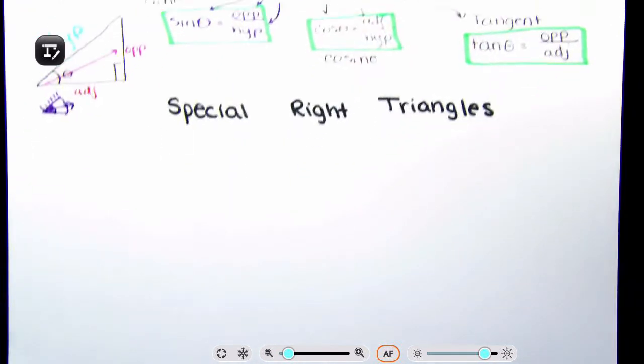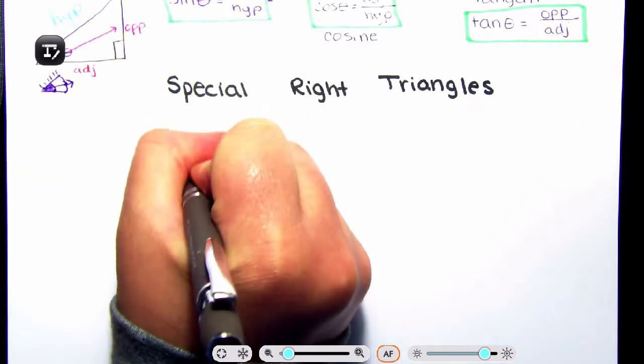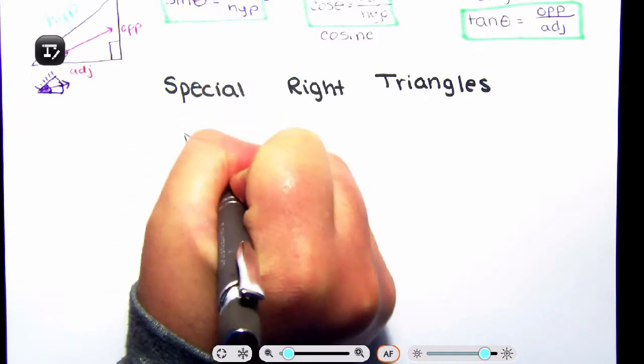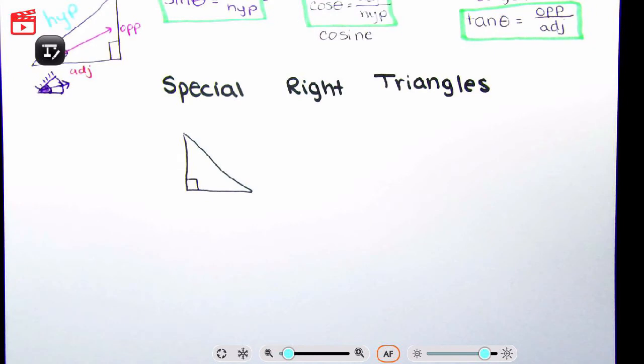There are 2 special right triangles, technically 3, but technically 2 that we're going to be using. The first right triangle that we're going to be using is your 45, 45, 90. So let's go ahead and draw these out. These special right triangles, the 30, 60, 90 and 45 angles, are the most commonly used in trigonometry. You're going to have to memorize these values. So we'll get to that.